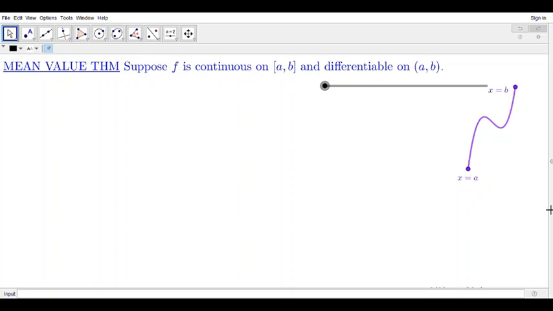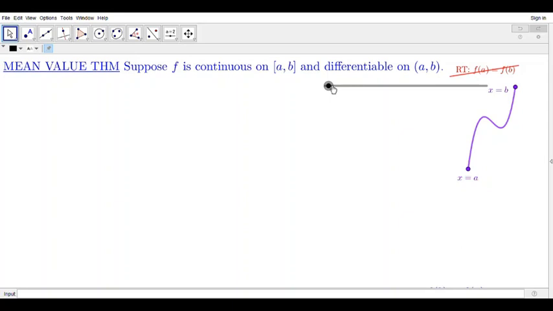which goes like this. Suppose f is continuous on the closed interval [a, b] and differentiable on the open interval (a, b). Sounds familiar? This is almost the condition of Rolle's theorem. The only thing missing is that f of a is equal to f of b, a requirement for Rolle's theorem, which is not needed for the mean value theorem. In other words, the point on the graph corresponding to a and the point on the graph corresponding to b don't have to be at the same level. The y coordinates can be the same, but they don't have to be. It's not needed by the mean value theorem.